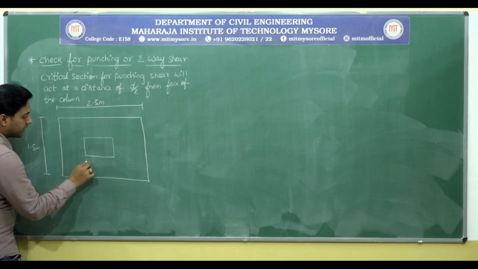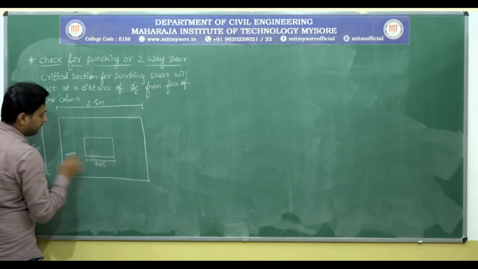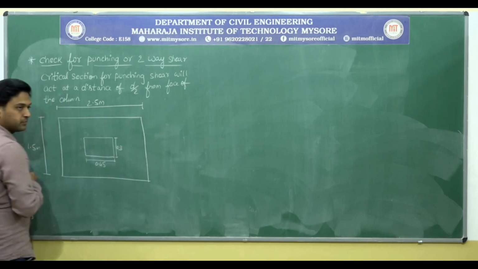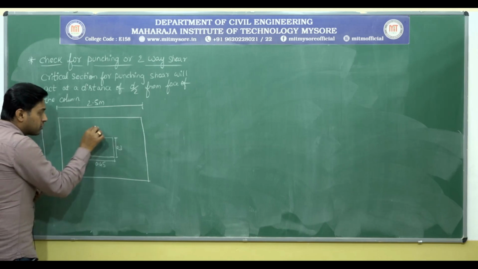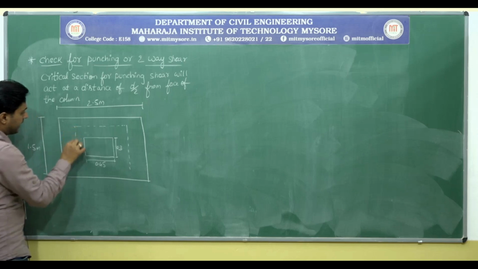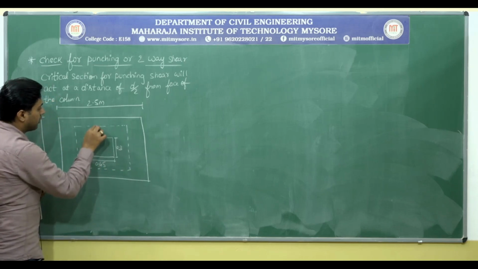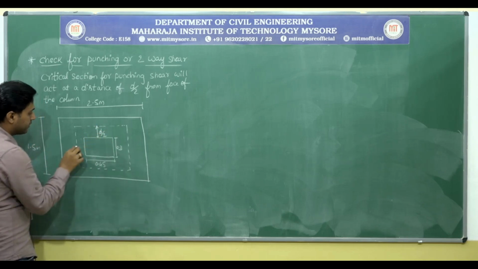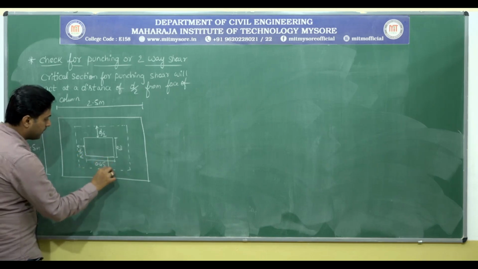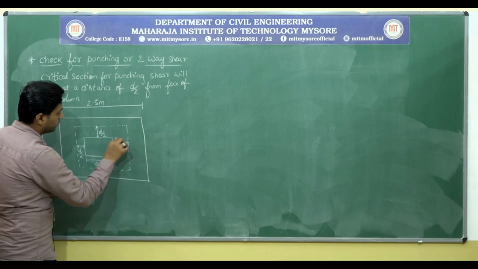So I think you people know that they have given this as 0.45 and this as 0.3. Okay, so here what I told, the critical section acts at a distance of D by 2 from the face of the column. So D by 2 here also, D by 2 here also, D by 2 here also, similarly D by 2 here also.